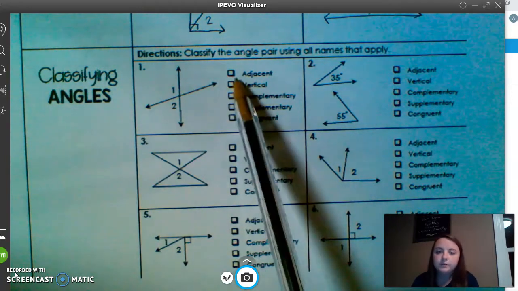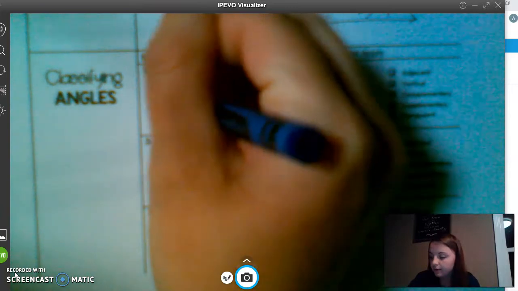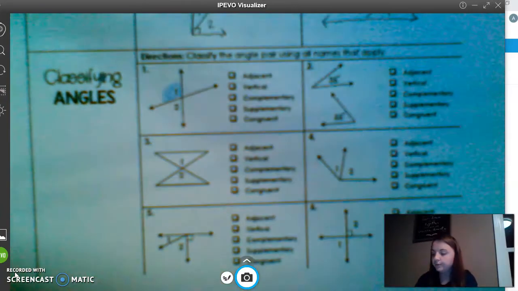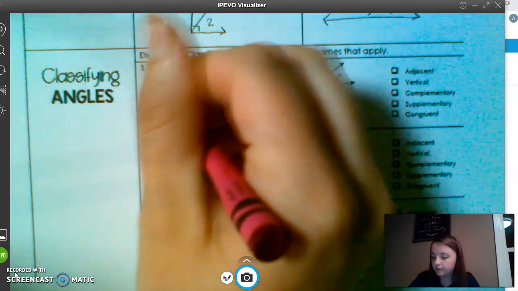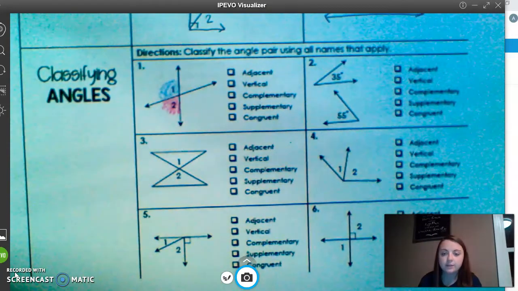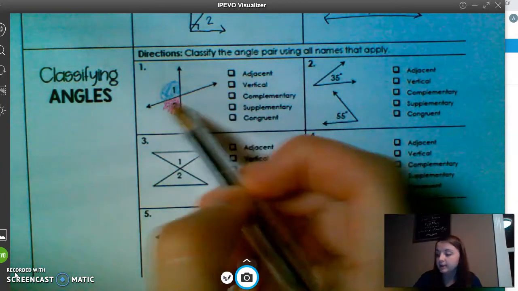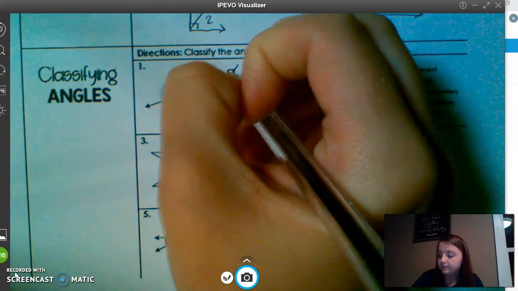So adjacent angles, we're looking right here. Let me go ahead and highlight those, angle 1 and angle 2. Those are the two angles that we're classifying. Adjacent means they're right beside each other. Are they right beside each other? Yes, they share this side. So they are adjacent.